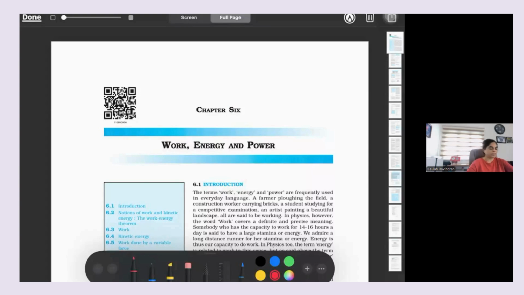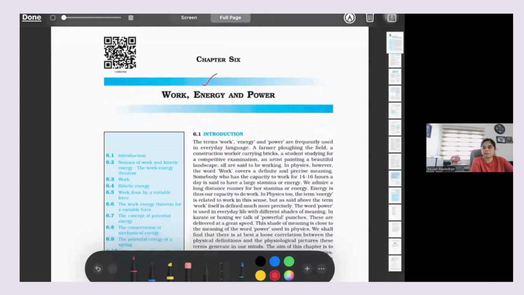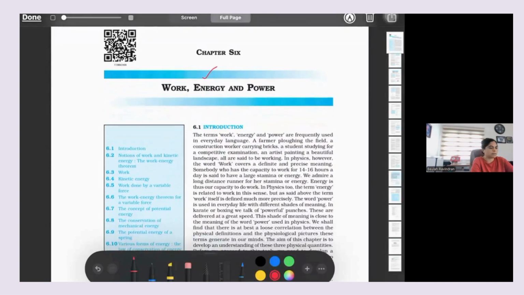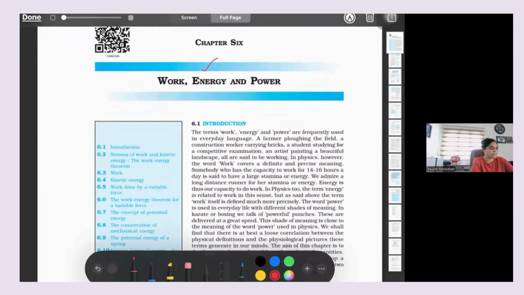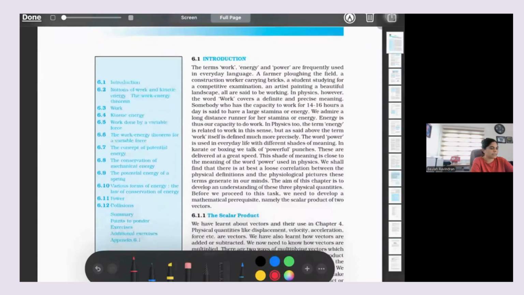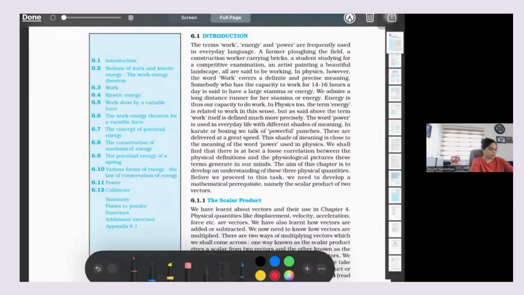Our topic today is work, energy, and power for class 11 physics, and it is also useful for other competitive exams, especially JEE and NEET. This is chapter 6 of your NCERT textbook. Now, let me explain all the things that are given.